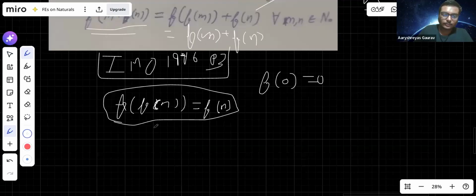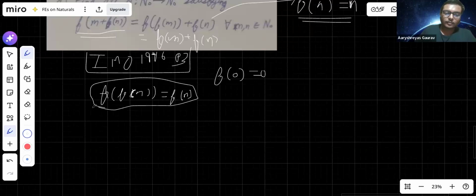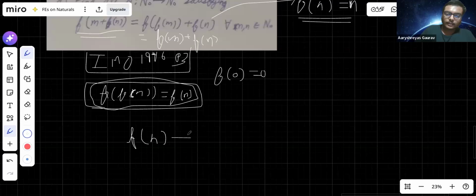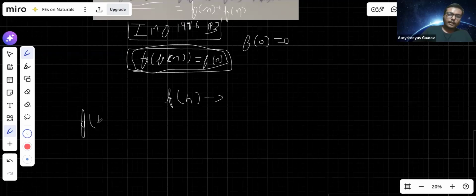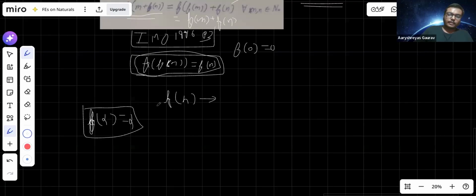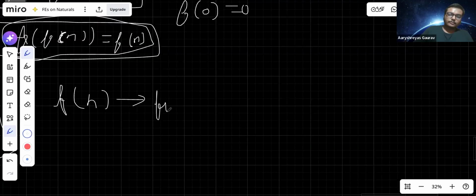I'm continuing for now. From this equation, we can see that f of n is a fixed point. A fixed point means if I have some f of alpha equal to alpha for a function, then alpha is a fixed point of f. That is the definition of a fixed point. So yes, f of n is a fixed point for all n.